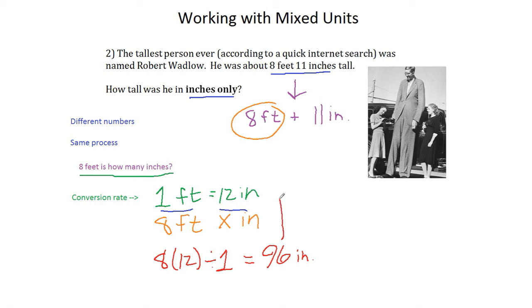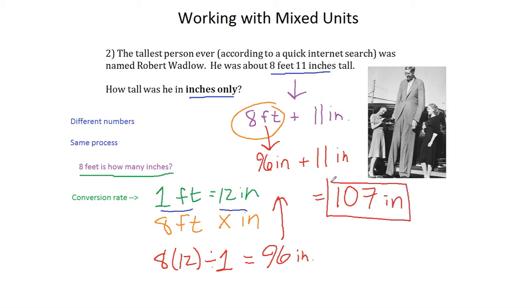So when I bring that back up here, I say, okay, the 8 feet, that's really 96 inches, plus your 11 inches. So now how many inches do we get there? Well, 96 plus 11, you can punch that into the calculator if you need to, but I'm pretty sure we come up with 107 inches. So that would be our answer, 107 inches.